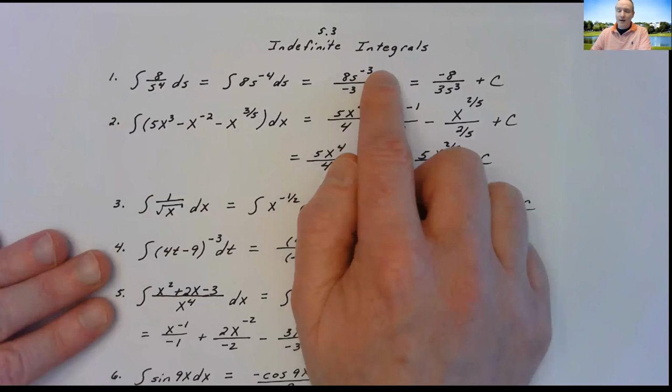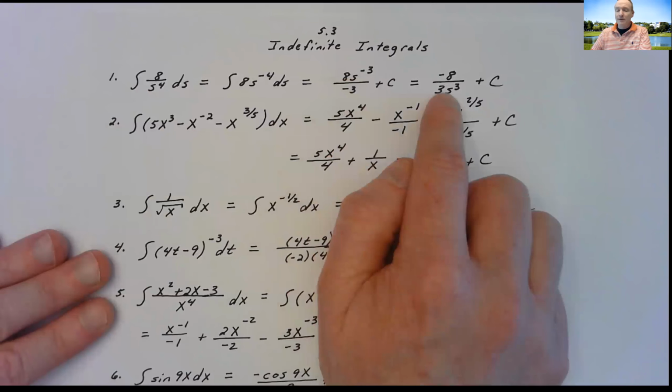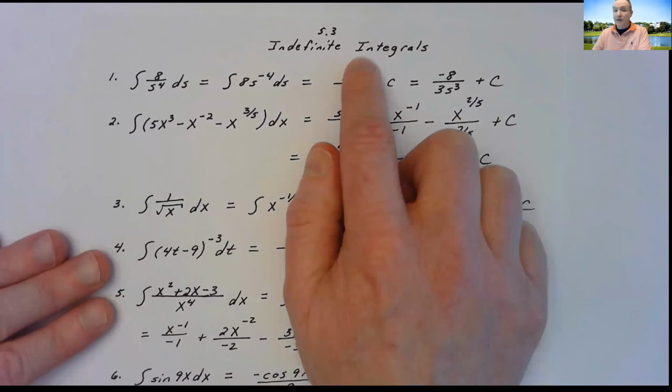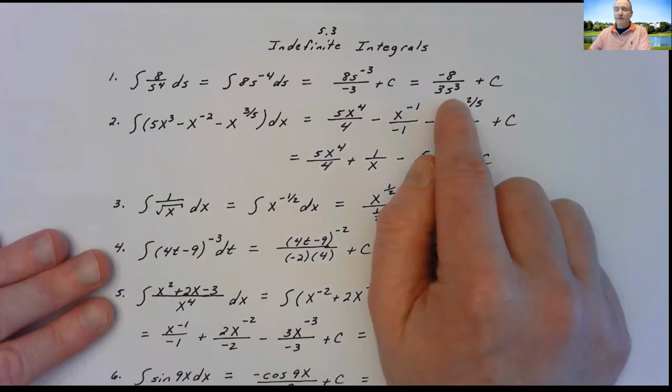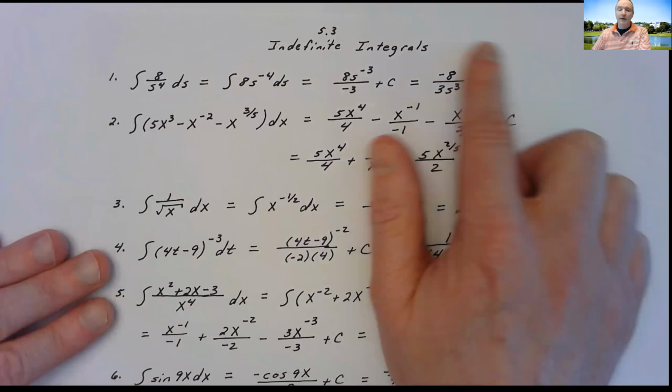Sometimes students, unfortunately, whenever they move the s down to the denominator, think that they need to move the 8 with it. 8 is understood to be to the 1st power. It does not move. So we get negative 8 over 3s cubed plus c for our final answer.